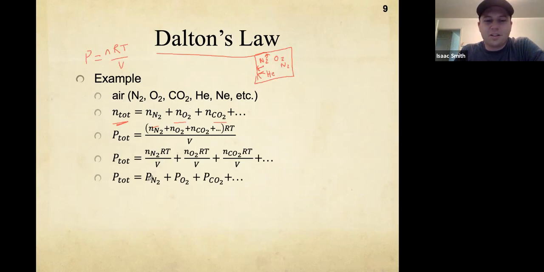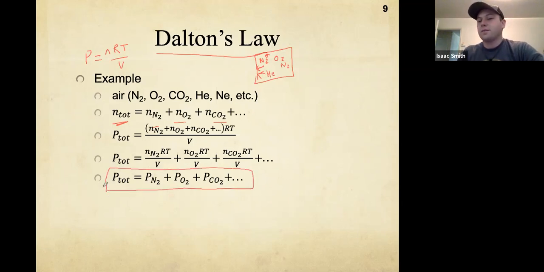So the total pressure is going to be equal to the sum of the pressures of each gas individually. This is the derivation. Don't worry about it. This is what you need to know: the total pressure is the sum of each of the individual partial pressures given by each gas.